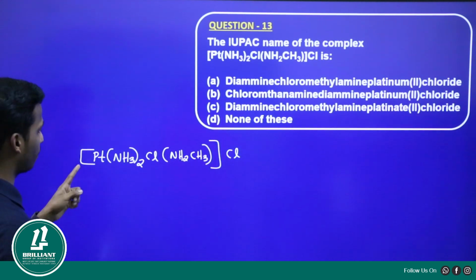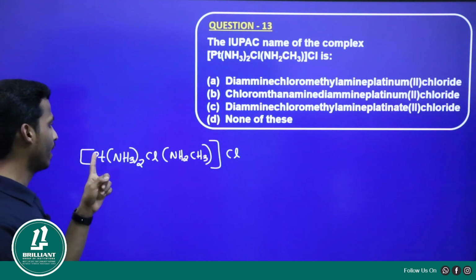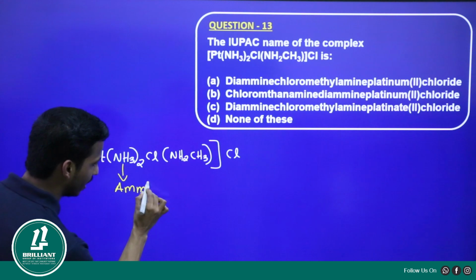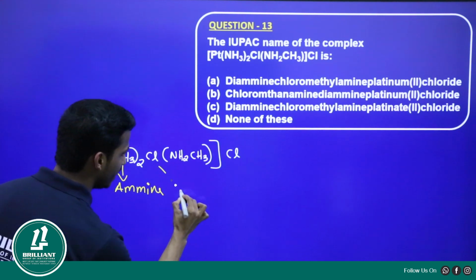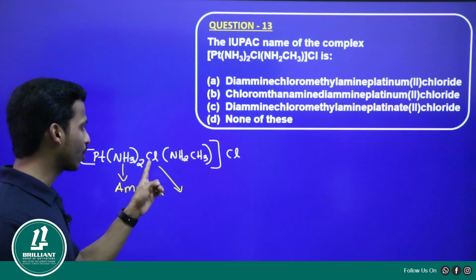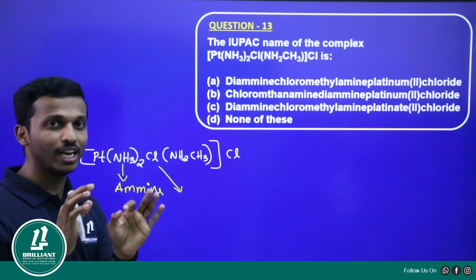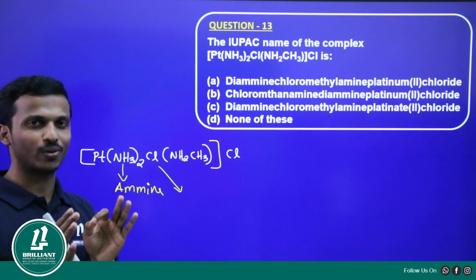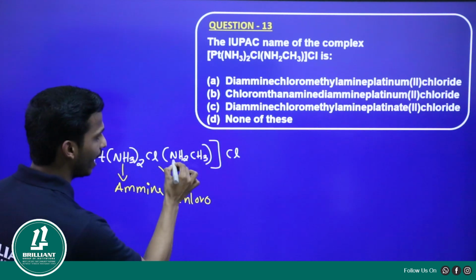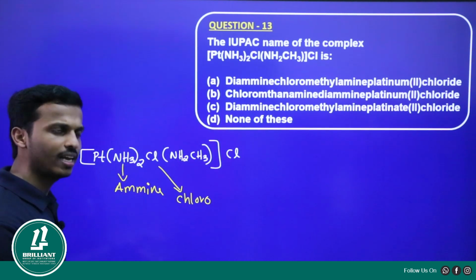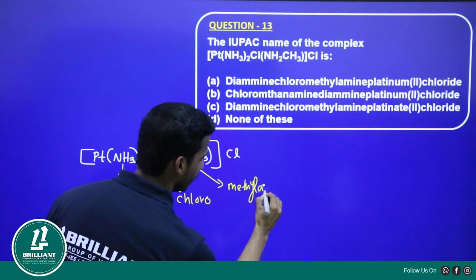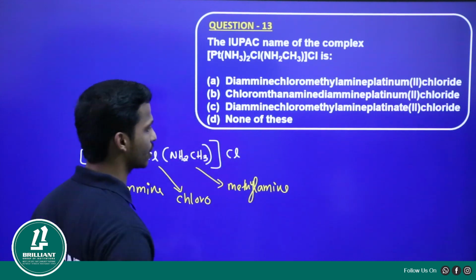Okay student, here platinum is your central atom. What is the NH3 ligand? That is known as amine, right? Amine ligand, there are two, so diamine. Cl is chlorine with a -1 charge, so its name should end with O. Either you can write chloro or chlorido. So we can write chloro. And NH2CH3 is methylamine, right? Methylamine, that's the one. And the counter ion is chlorine.